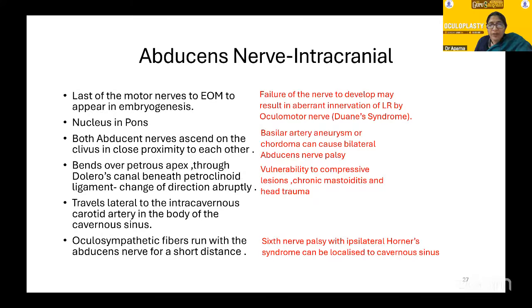The nerve next travels lateral to the intracavernous carotid artery in the body of the cavernous sinus. So this is the first nerve to be affected by an intracavernous carotid artery aneurysm. Oculosympathetic fibers run with the abducens nerve for a short distance. So sixth nerve palsy with ipsilateral Horner syndrome can be localized to the cavernous sinus.